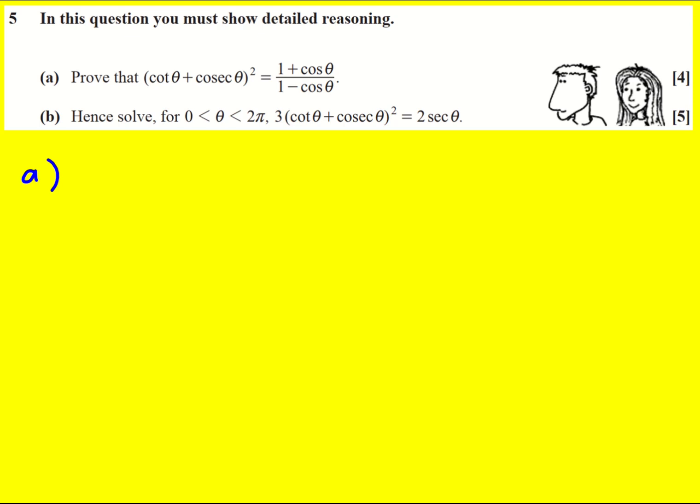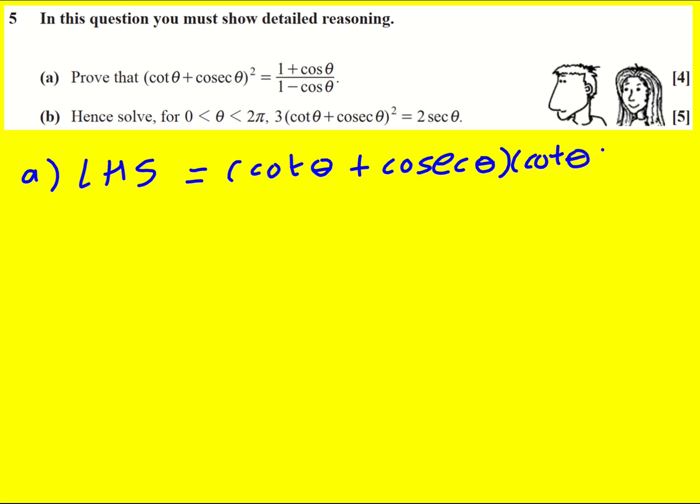Let's prove this identity. The right-hand side is not easy to separate at all, but the left-hand side, we can expand the bracket and then try to simplify it. So I'm going to start with that. Now we have a double bracket here, cot theta plus cosec theta all squared. So basically I'm timesing it by itself.